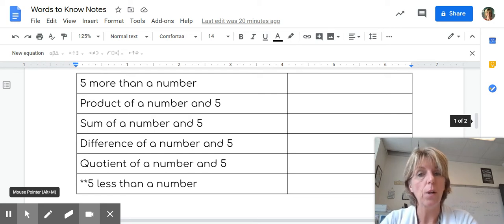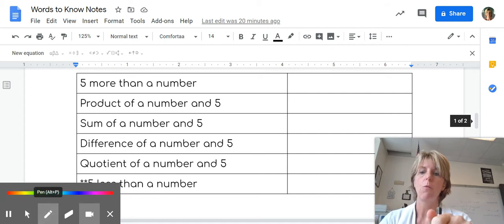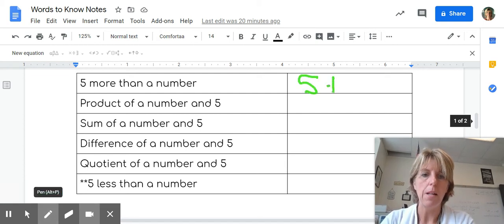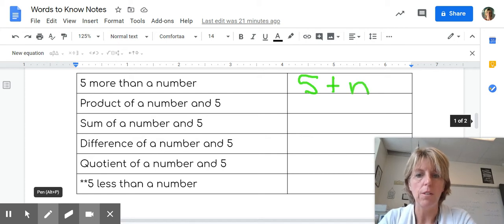All right, now let's check your work and see how you did. So, 5 more than a number. Typically, you just read from left to right, just kind of work your way across. So I have 5. I know that more than means I'm going to add, and a number gives me n. So 5 more than a number looks like that.